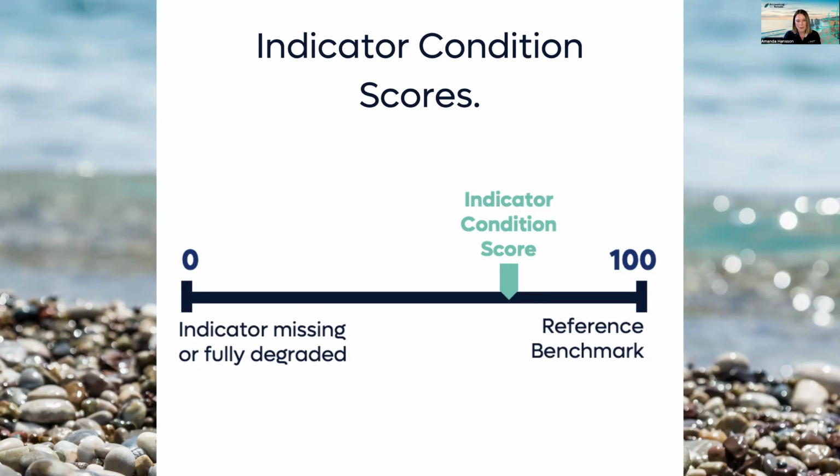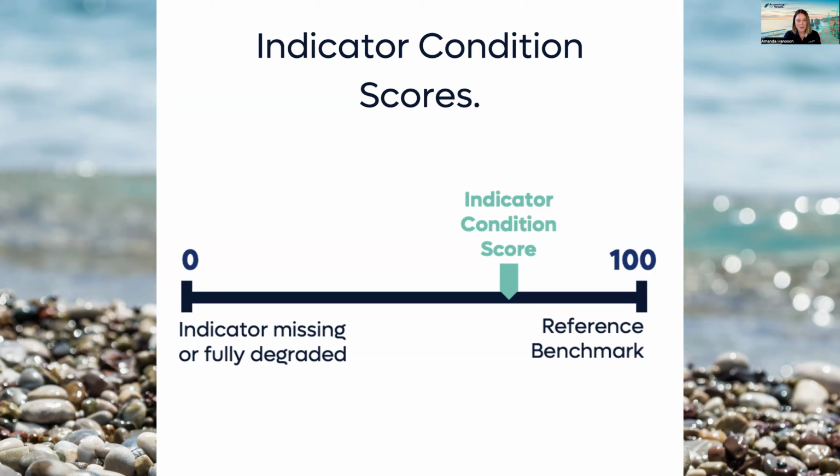So if you would be looking at vegetation and you're in a particular forest type, the reference benchmark data will tell you the expected height of trees in that ecosystem. And you will then take your field measure and compare that to the reference benchmark to calculate your indicator condition score.